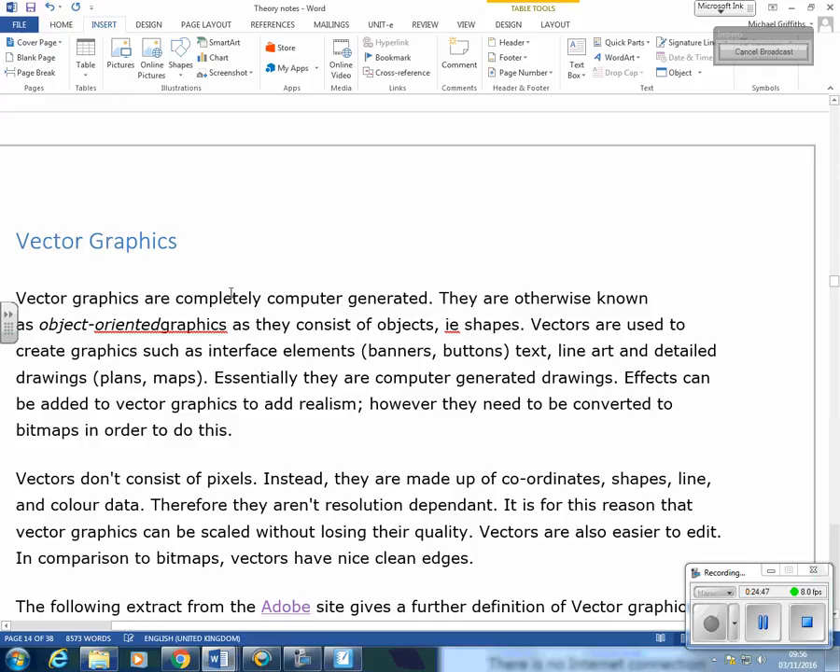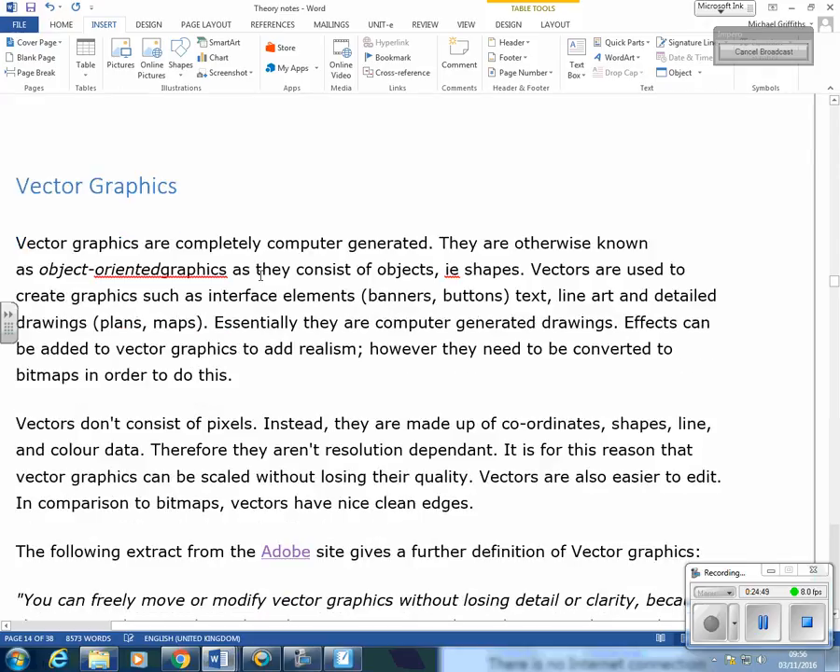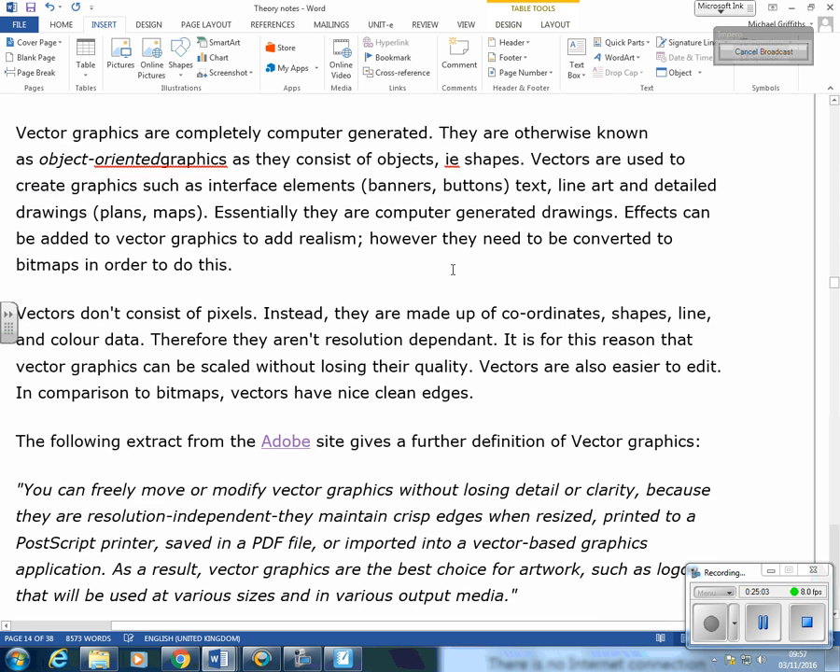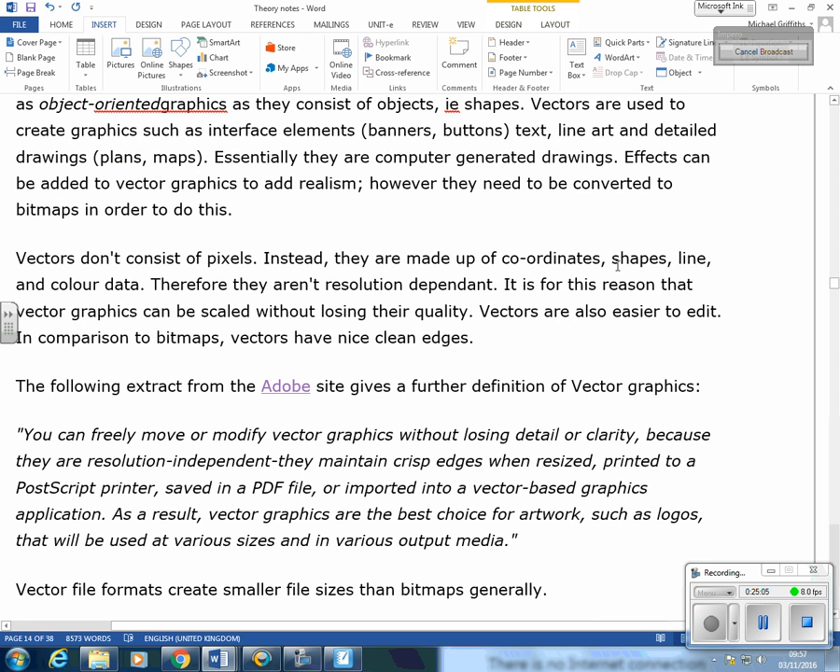Right, vectors. Okay, we're doing alright for time here. So vectors, as I said, are completely computer generated. It could be banners, lines, diagrams, that sort of thing, right? Not photos. Vectors don't consist of pixels.